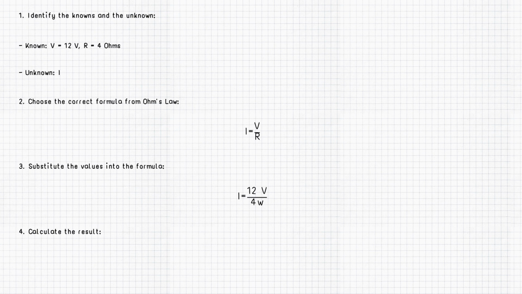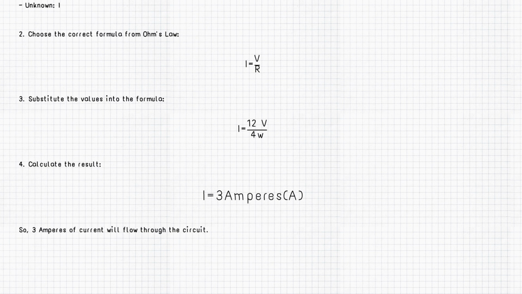Finally, we calculate the result of our substitution. This gives us the answer for the current flowing through the circuit. The calculation yields a current of 3 amperes. This is the amount of electrical charge flowing through our example circuit. Therefore, a current of 3 amperes will flow through the circuit when a 12-volt battery is connected to a 4-ohm resistor. Let's summarize the key takeaways and the dynamic relationships within Ohm's law.